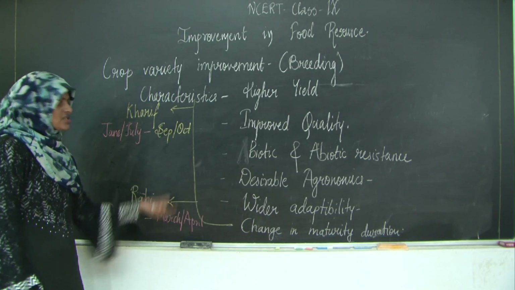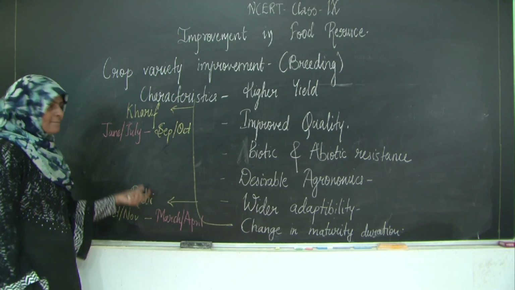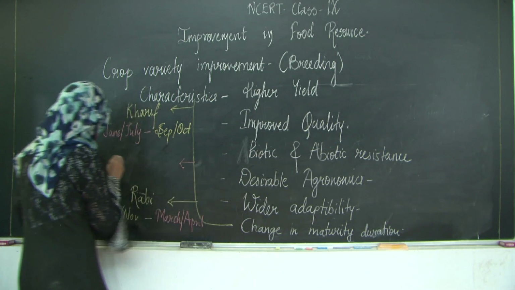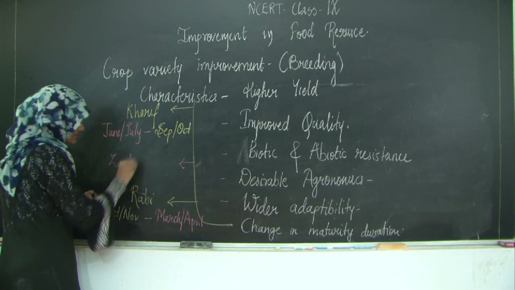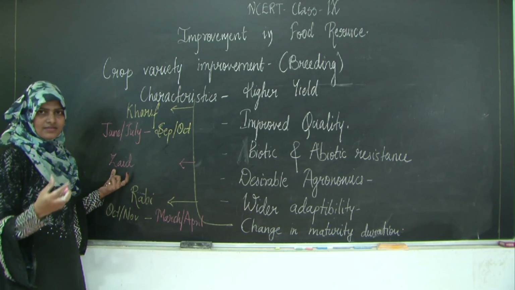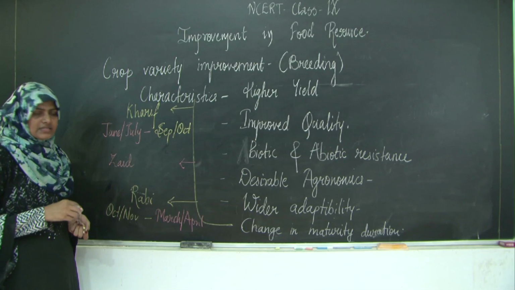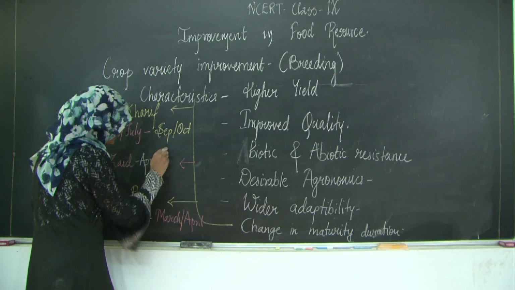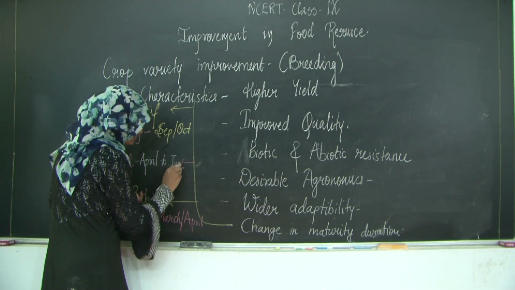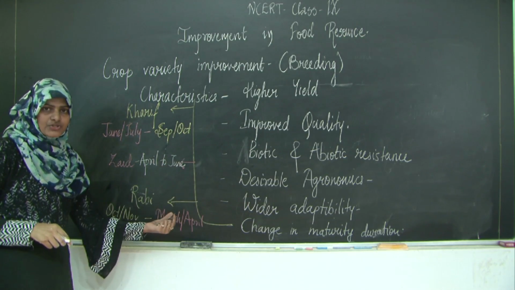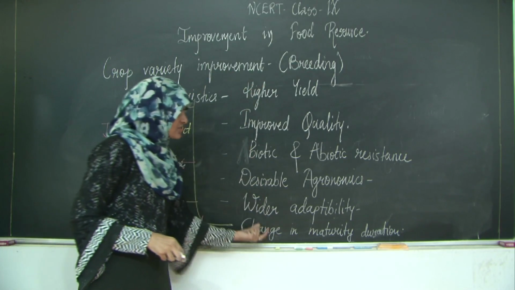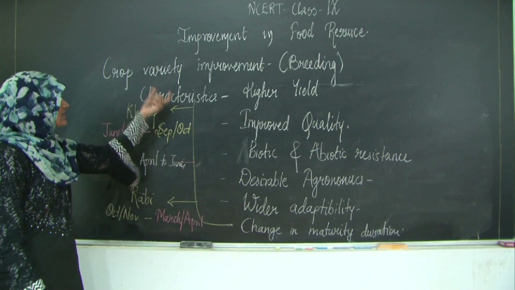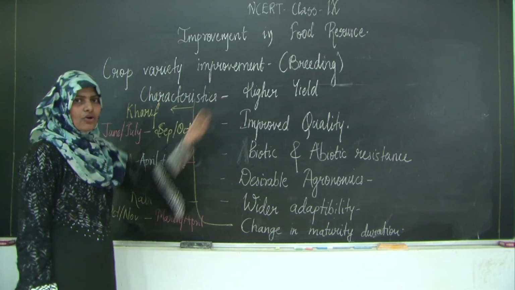Now there is 1 month which is missing over here, your May. So April, May and June, you grow another type of crop called Zaid crops, and these are generally your melons. They are grown during this season, April to June. So to reduce this duration, you have breeding done for change in maturity duration so that they can grow faster. So these are the different characteristics for which you will carry out breeding.